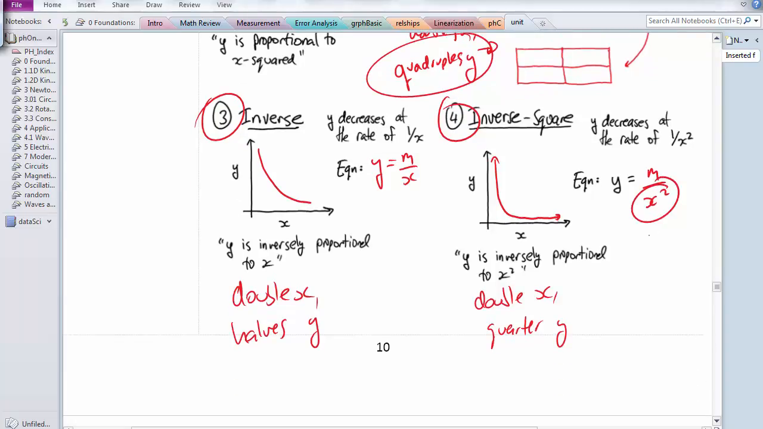So if you double x, you have something over 2 times that. Squaring that is something over 4 times that. So it would quarter y. Again, this takes a little bit of time to get used to, and will help on your practice in class.